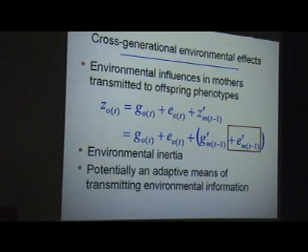And so just one of the things you can think about is that can be environmental inertia. So environmental influences in one generation carry over to the next, carry over to the next. They can have these sort of multi-generational environmental influences as the environment changes the maternal effect. And as I said, they can potentially be an adaptive means of transmitting environmental information across generations.